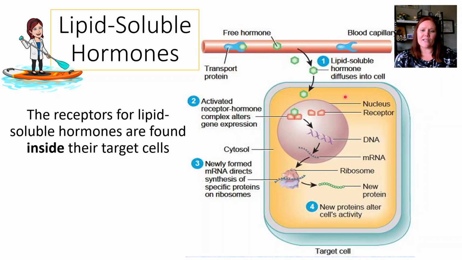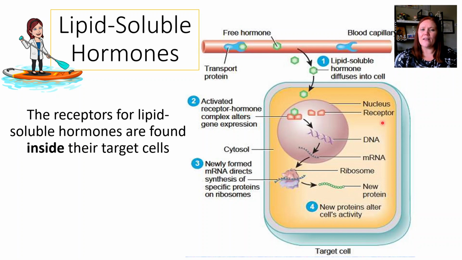Whether that receptor is somewhere inside the cytoplasm or often somewhere inside the nucleus of the cell, the hormone will go through the cell's membrane and through its cytoplasm to that receptor, where it's going to hear that message.